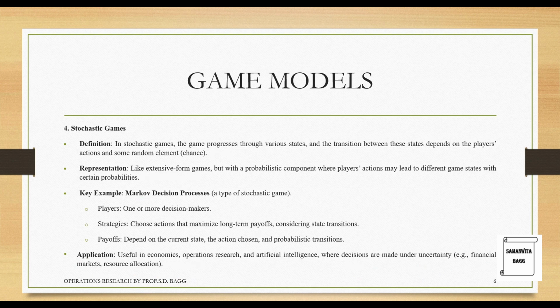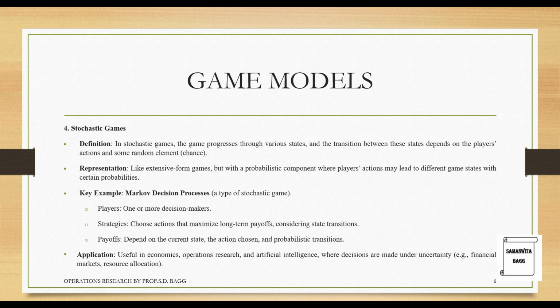The fourth one is stochastic games. Definition: in stochastic games, the game progresses through various states, and the transition between these states depends on the players' actions and some random element, that is, chance. Representation: like extensive form games, but with a probabilistic component where players' actions may lead to different game states with certain probabilities. Example is Markov decision processes, a type of stochastic game.